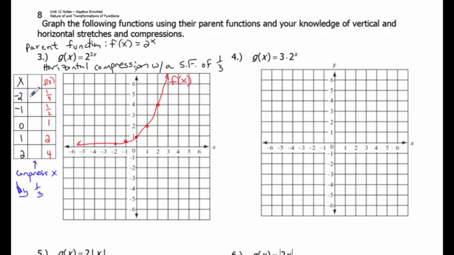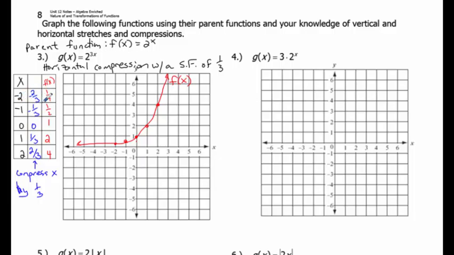1/3 of -2 is -2/3. We have -1/3. We have 0. We have 1/3. And we have 2/3. We are finally ready to graph g of x.